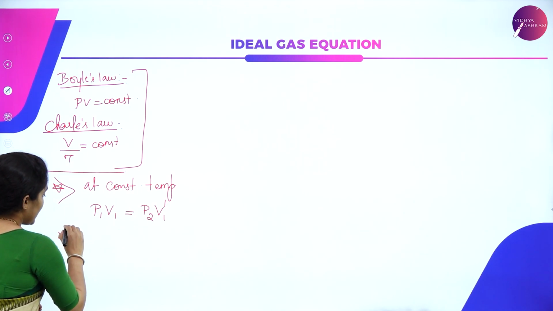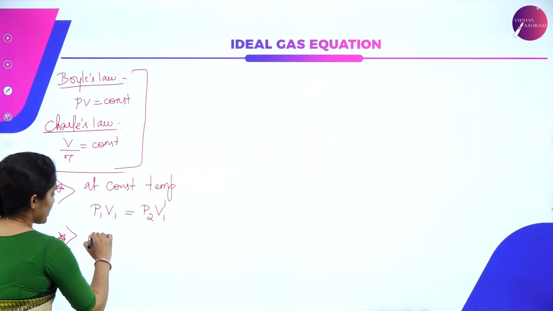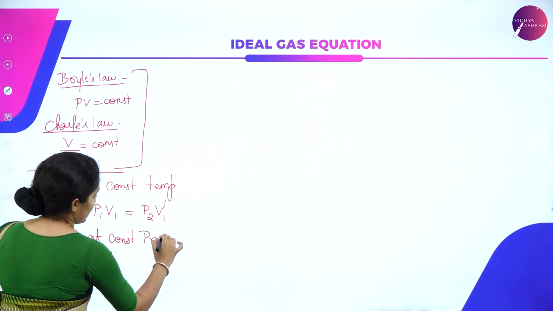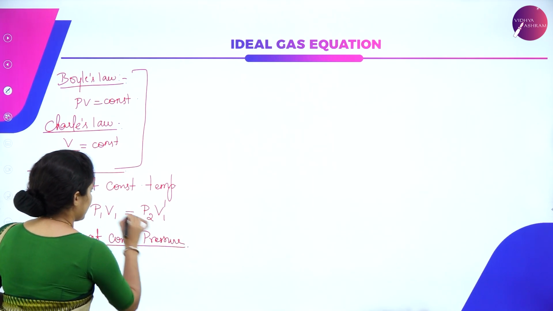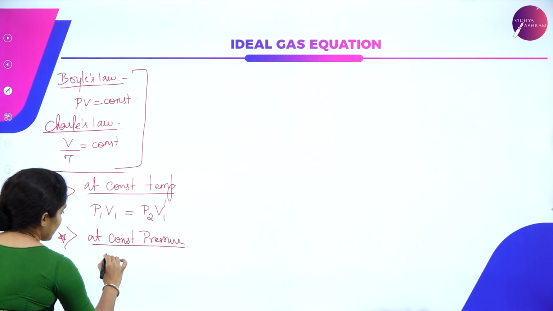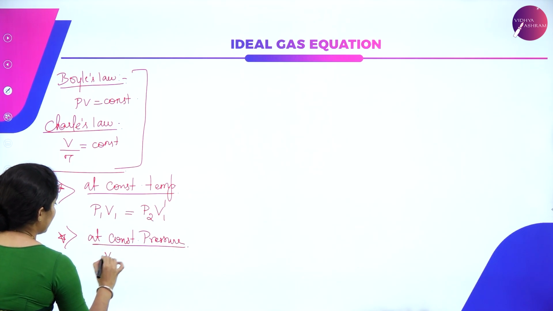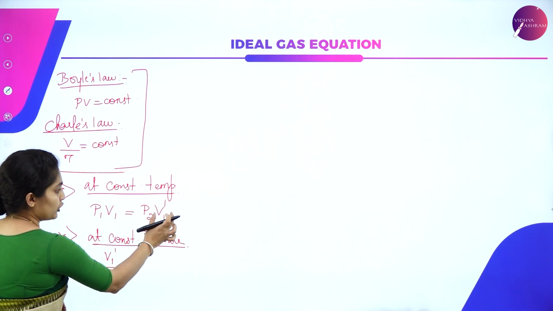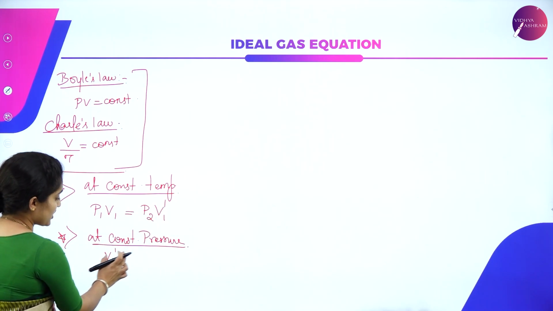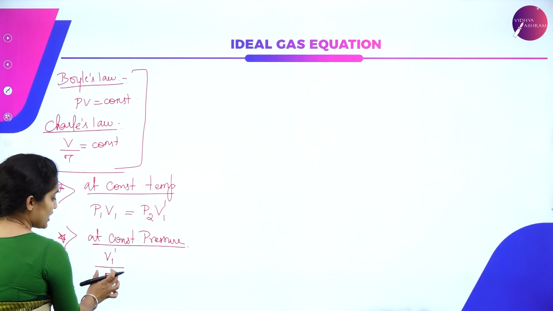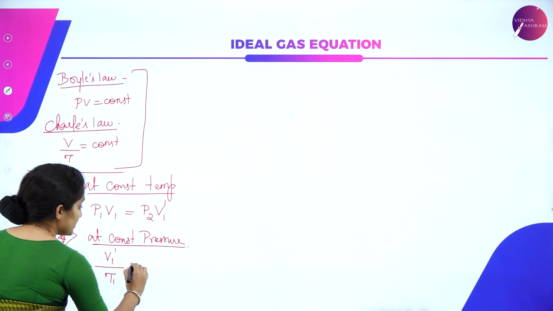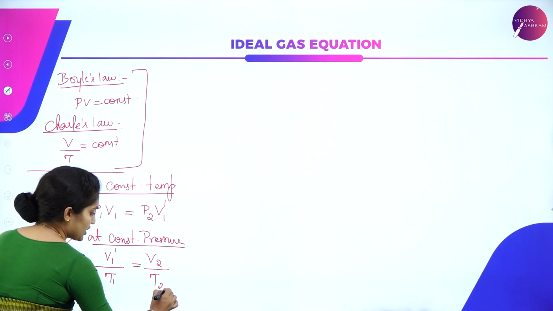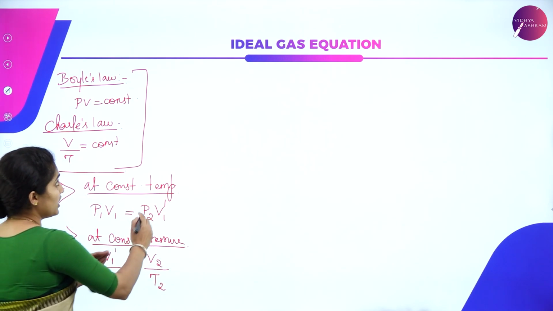And the same gas, after its first change, at constant pressure, we have V1 dash divided by T1, because volume is V1 dash now. Same gas we will just continue. So first volume is V1 dash, and with the first temperature T1, it is equal to the changed volume V2 divided by the changed temperature T2. So it's getting changed.